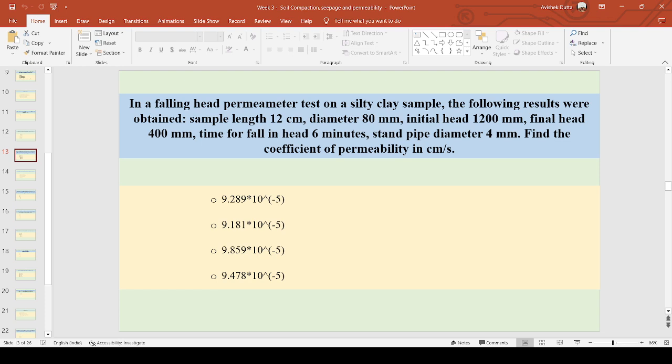Those who have joined late, please write down the questions. You can write the questions which you have missed at the end when I start discussing the answers. The options are 9.289 into 10 to the power minus 5. All the answers are in 10 to the power minus 5.